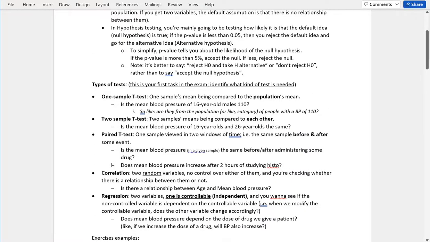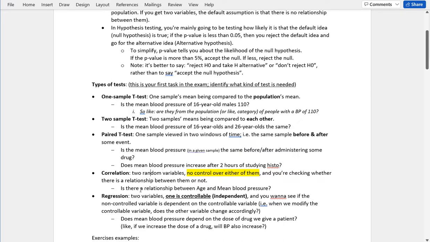The next type of test is correlation. In correlation, you have two random variables. You've got no control over them. I'll highlight this: you have no control over them, and you're checking whether there is a relationship between them or not. By random I mean that there are two variables that you have no control over, either of them.